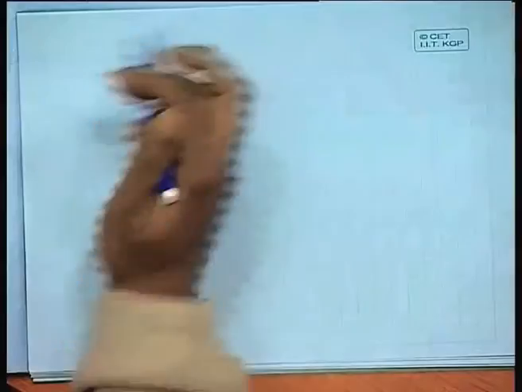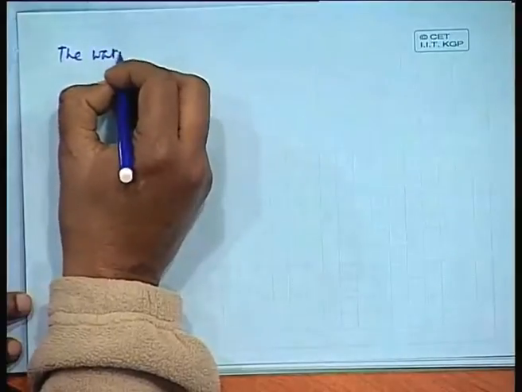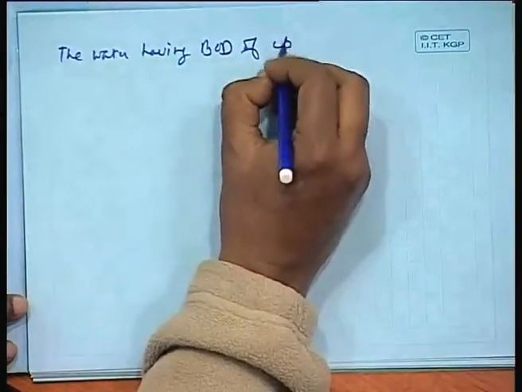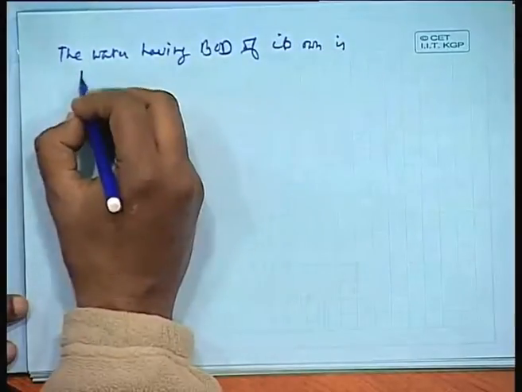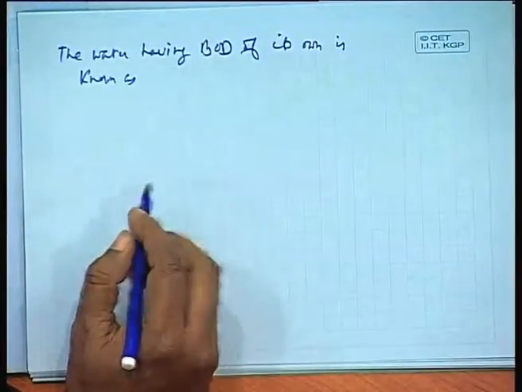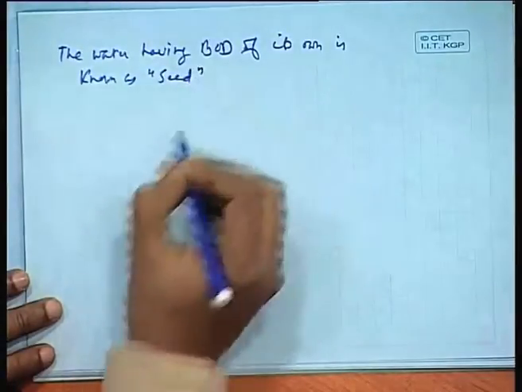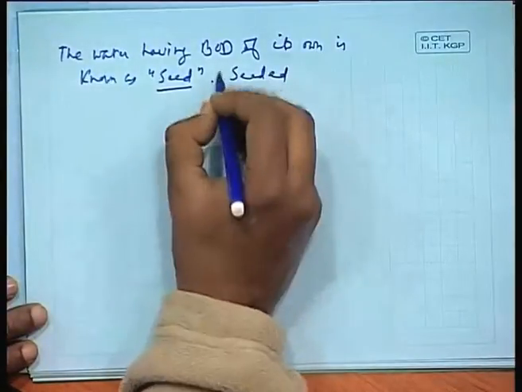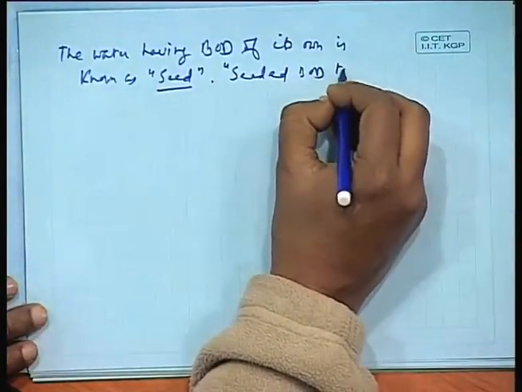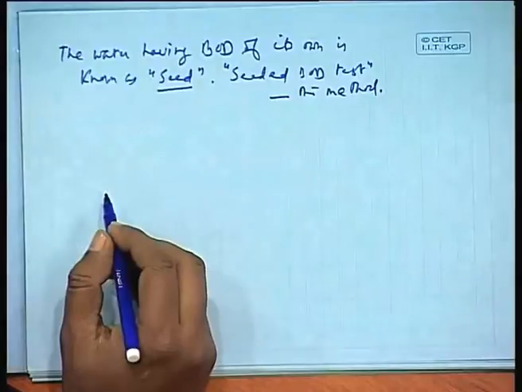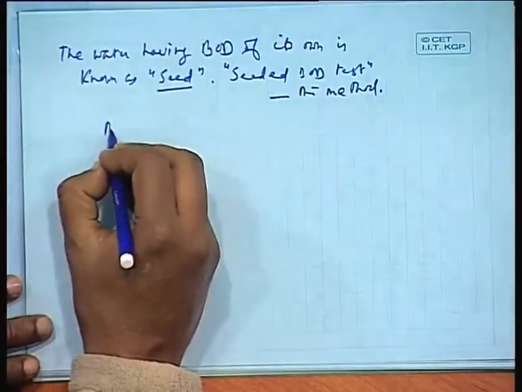Okay. So, this is why it is called seeded. This water having BOD of its own is known as seed, and the method is known as the seeded BOD test. The experiment, the method, seeded BOD test.